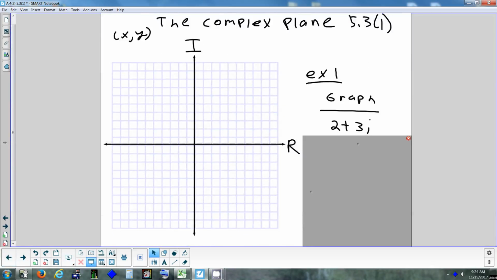Positive and negative is exactly the same. Positive is right, negative is left. For the vertical, positive is up, negative is down. All right, so we're going to go 2 units to the right.